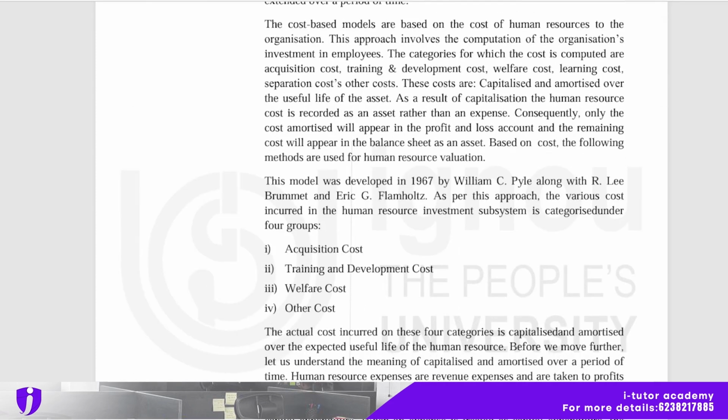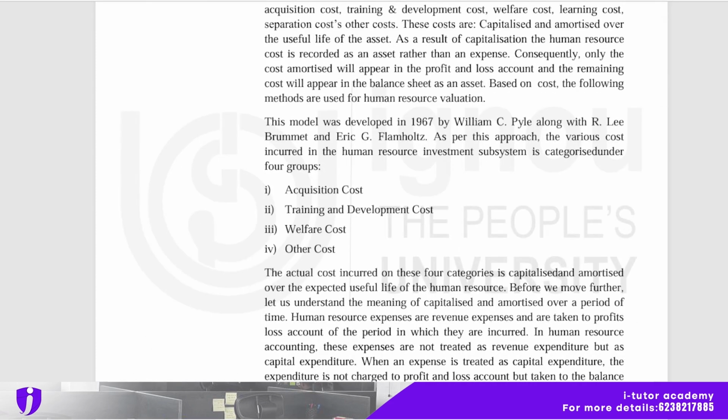And the model was developed in 1967 by William C. Paley, along with R. Lee Brummet and Eric G. Flamholtz.